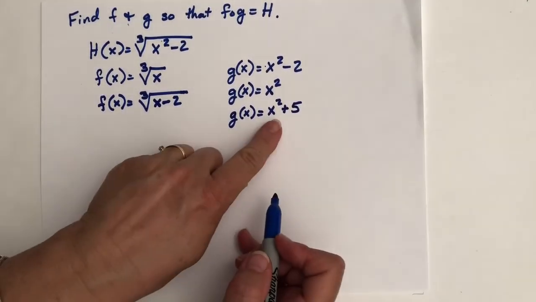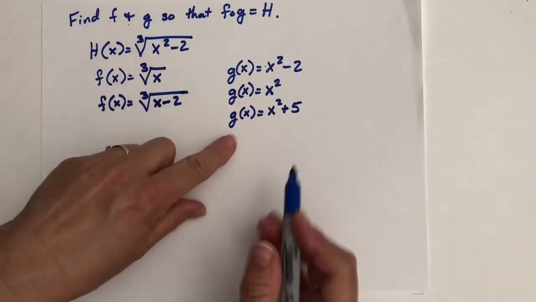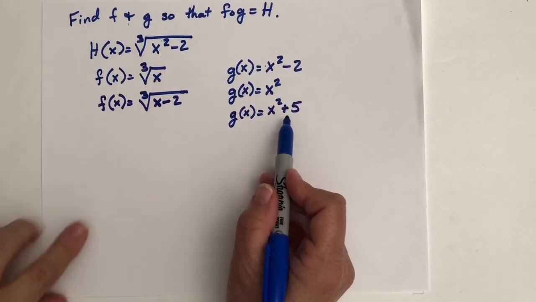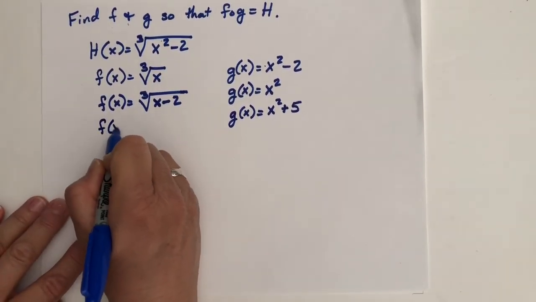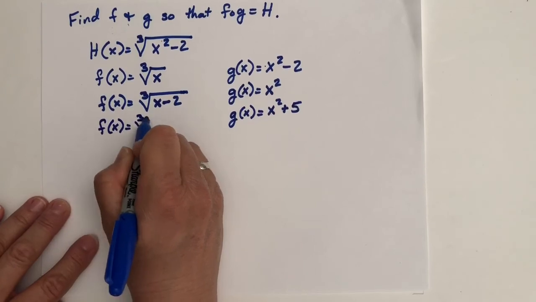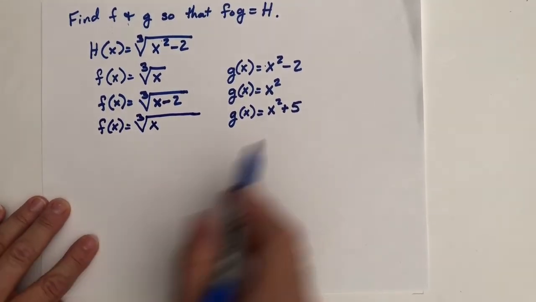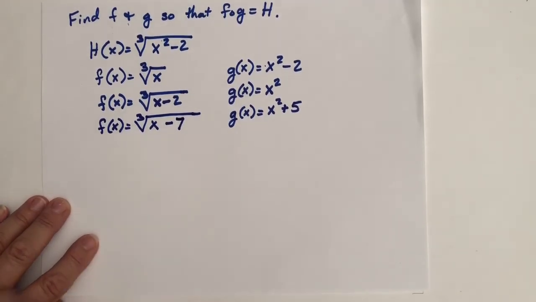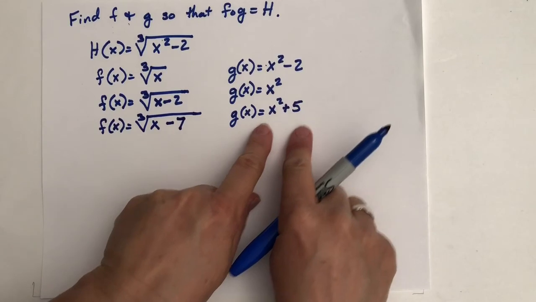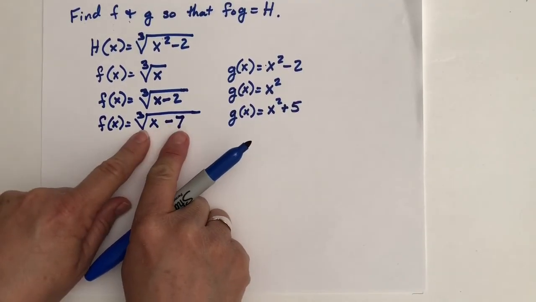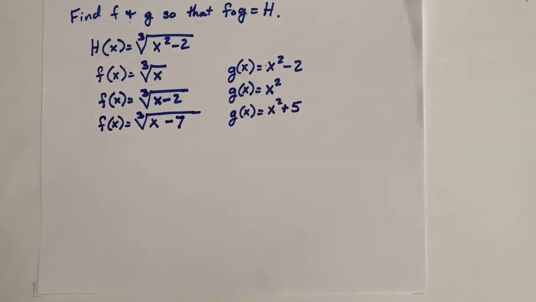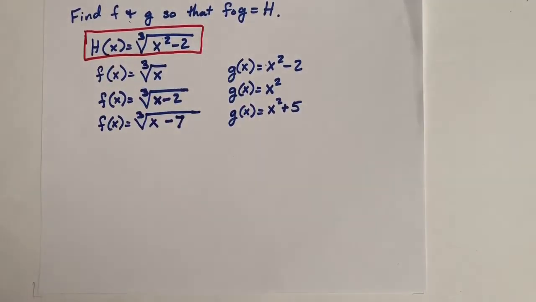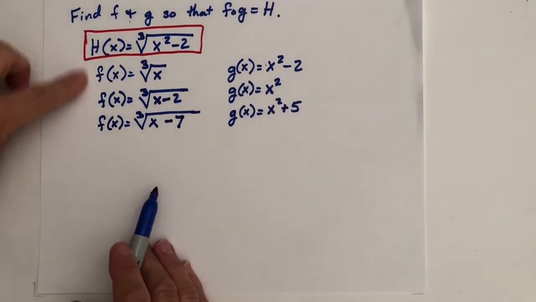But I still need the result to be this. So I'm going to put this into a function where once I compose it, I get x squared minus 2. Well, if I let f of x equal the cube root of x, let's see, if I put x squared plus 5 in there, I better subtract 7. If I put x squared plus 5 in for x and subtract 7, I would still get this same value. So I have just decomposed this function h 3 different ways.